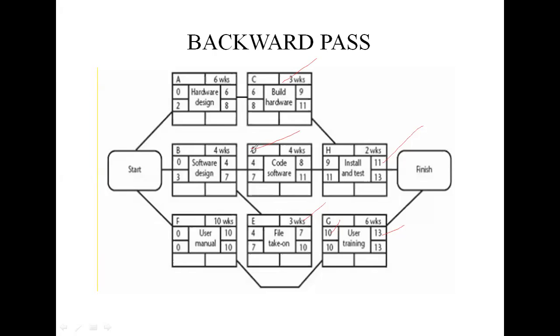Then activities D and E can start as soon as B is completed. So the earliest they can start is, activity D, which will take 4 weeks, can therefore finish by week 8. Activity E, which will take 3 weeks, therefore finishes at 7.